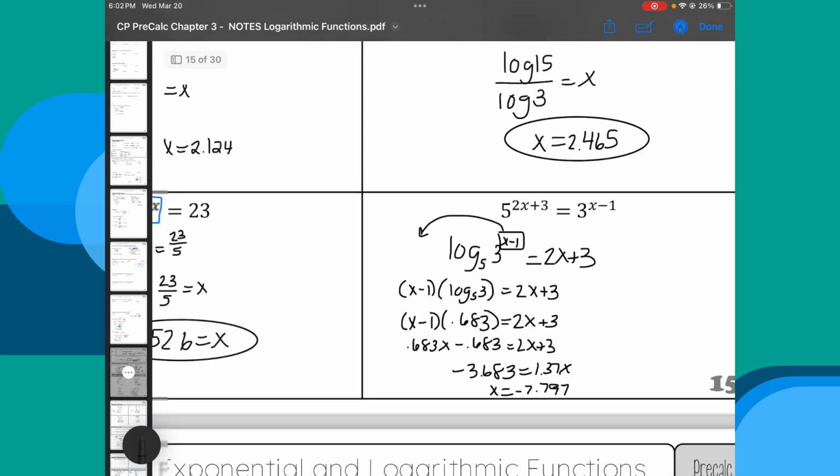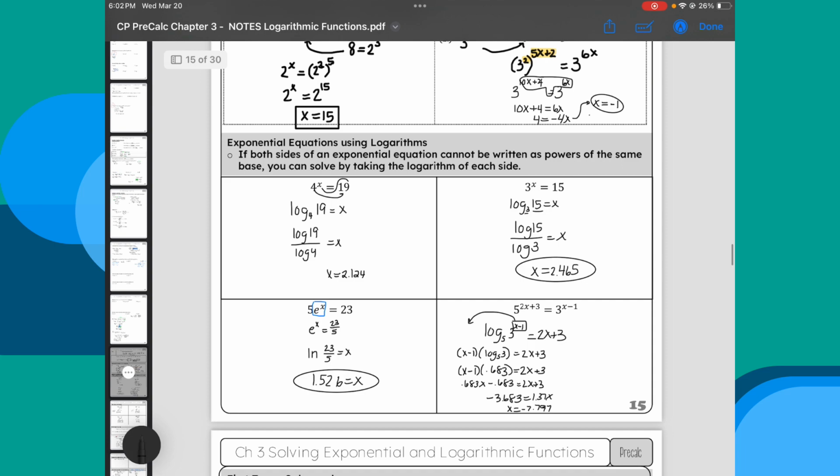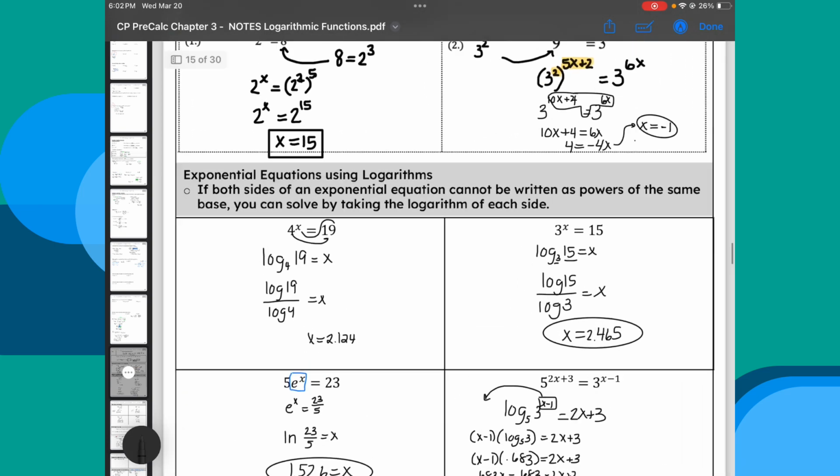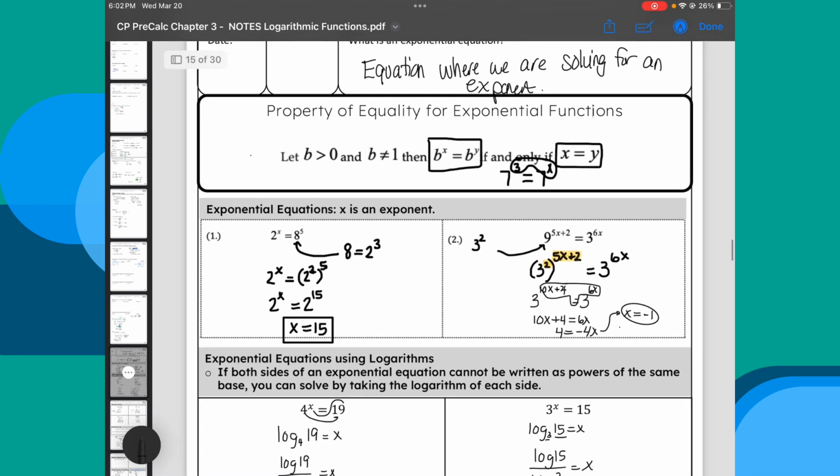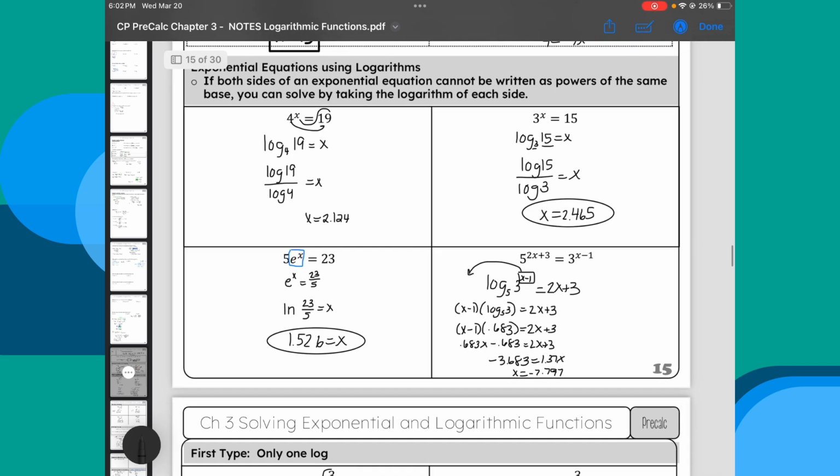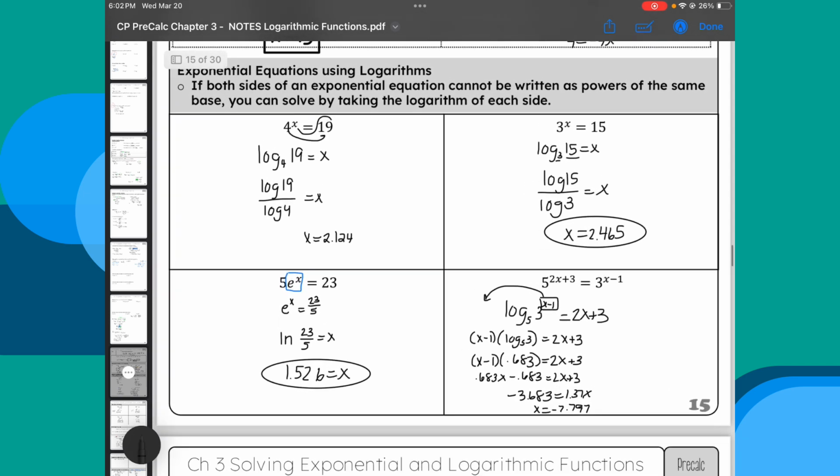So when you have the variable in the exponent, if you can, make them the same base. You want to, because that's the easiest way. But if you can't, then you've got to isolate that base and then introduce your logs.